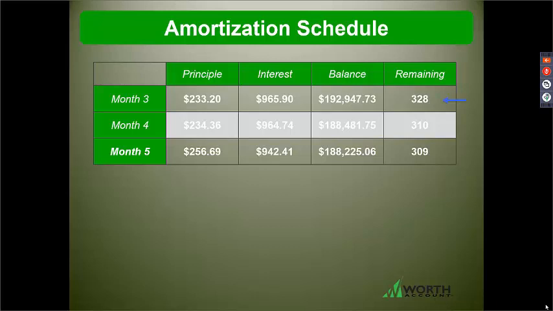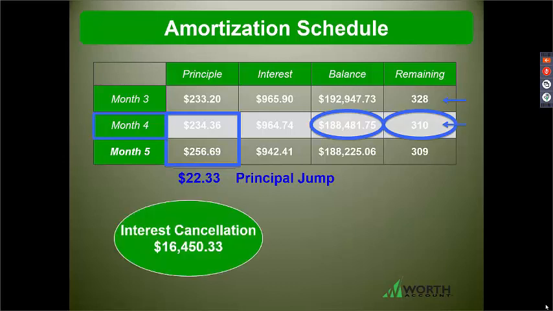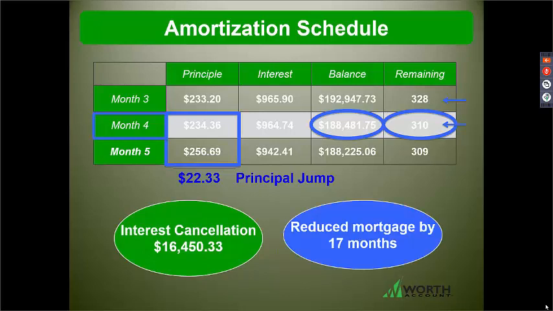So here we are, we were at 328, it drops us down to 310, so we jumped in principal by $22.33. That might not seem like a big deal, but it is a big deal because it just saved us another $16,000 in interest and reduced our mortgage by 17 months.